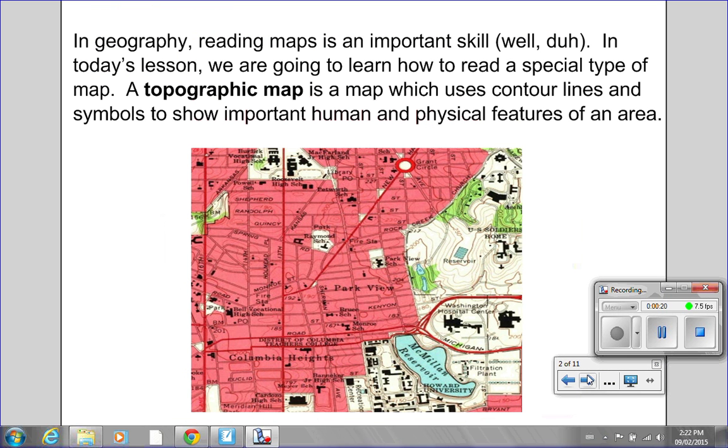In geography, reading maps is an important skill. Well, duh. In today's lesson, we are going to learn how to read a special type of map. A topographic map is a map which uses contour lines and symbols to show important human and physical features of an area.